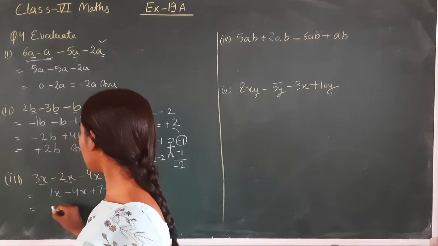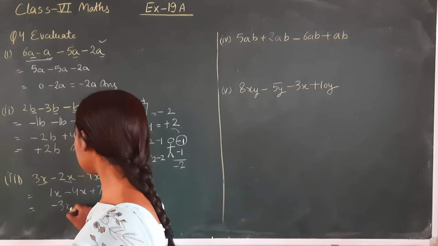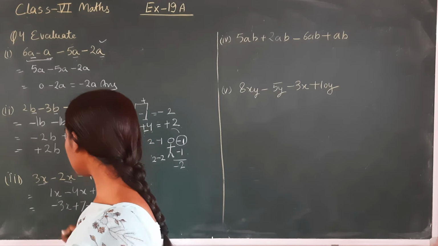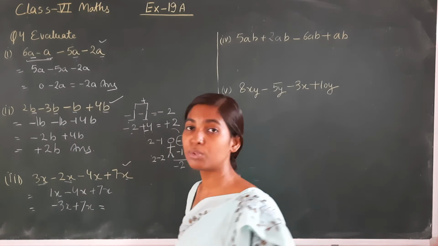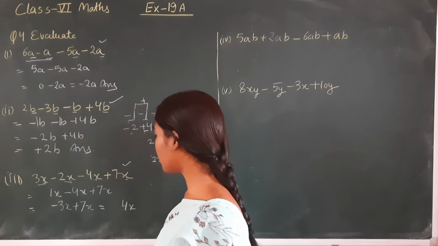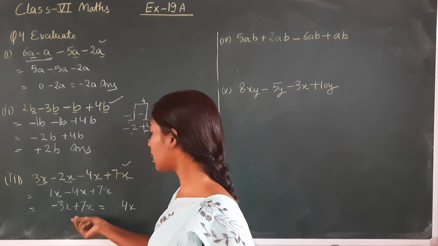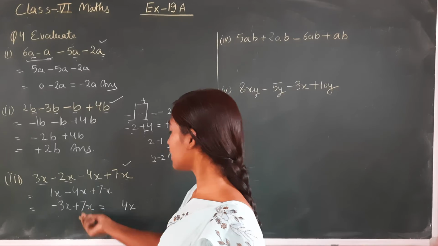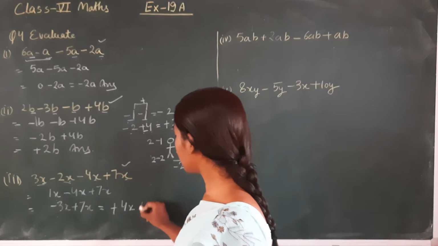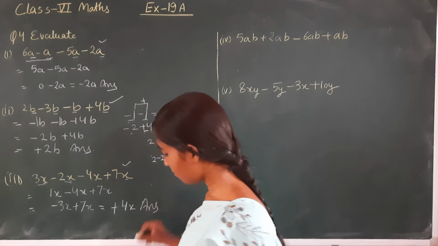Then 1 minus 4 will be minus 3x plus 7x. Then again minus 3 and plus 7, we will do subtraction. On subtracting we get the answer 4. See which number is greater, 3 or 7? 7 is greater, so this answer is plus. So here plus 4x is the answer.